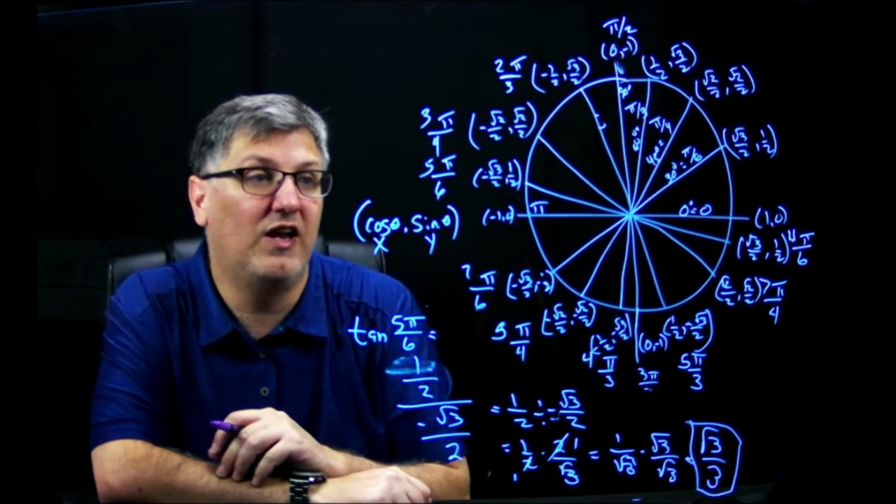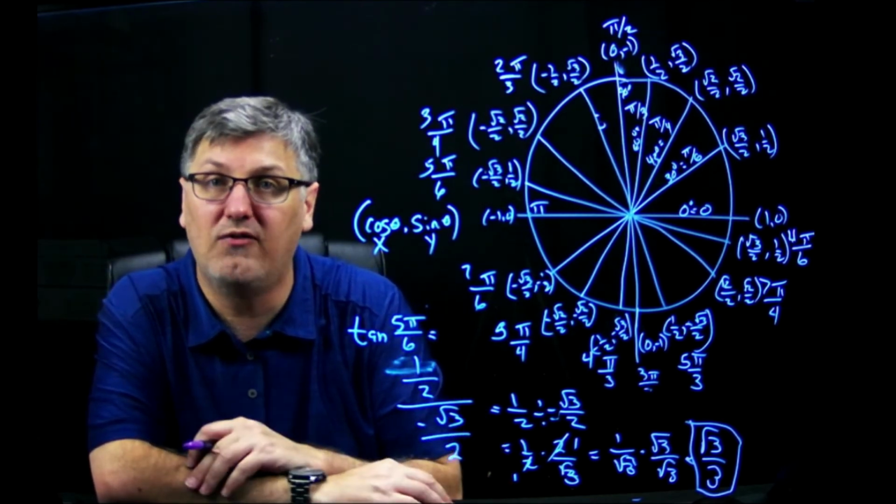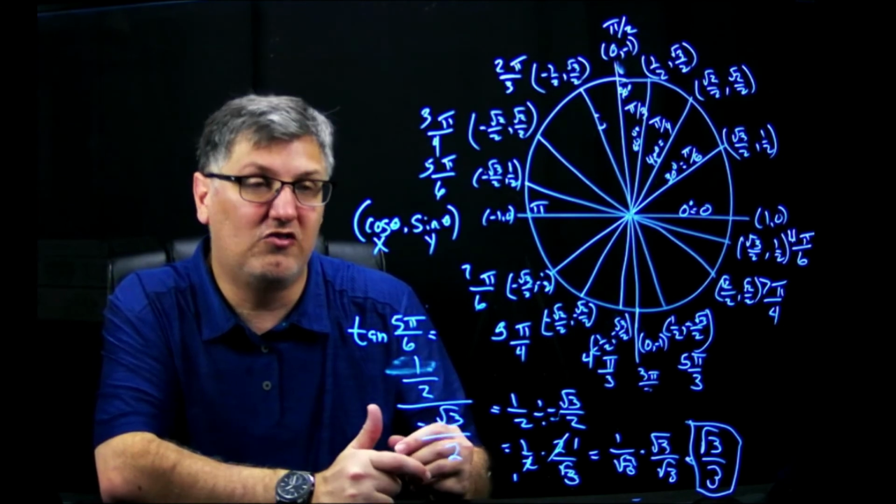That is how you find tangent using the unit circle. It's just y divided by x, which is just slope.